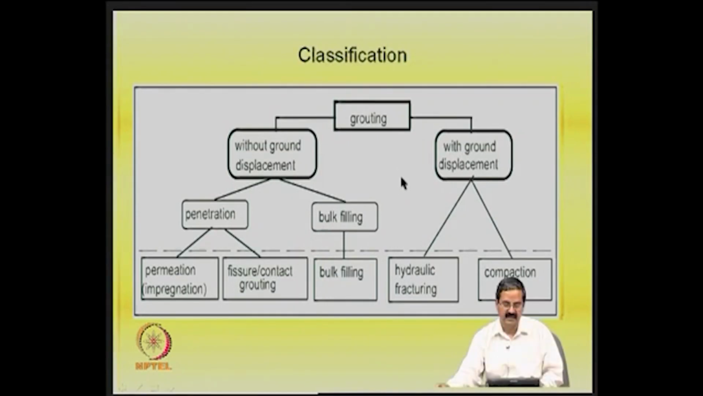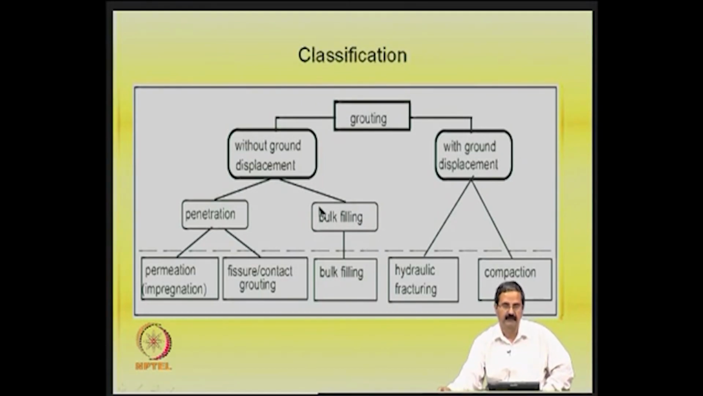The way that we classify some of this material is in terms of the action they have. Sometimes when you put the grout, it can lead to ground displacement, like it can form some sort of column and displace the soil there. Otherwise, one is with ground displacement, the other one is without displacement, and without ground displacement, again it can be classified into just penetration, like say for example there is some void, it can just penetrate that area and then fill it up just like that.